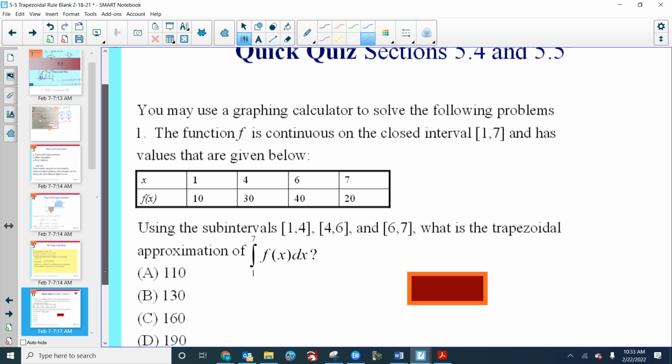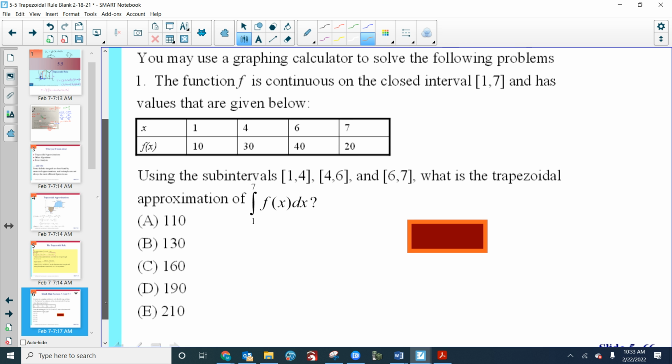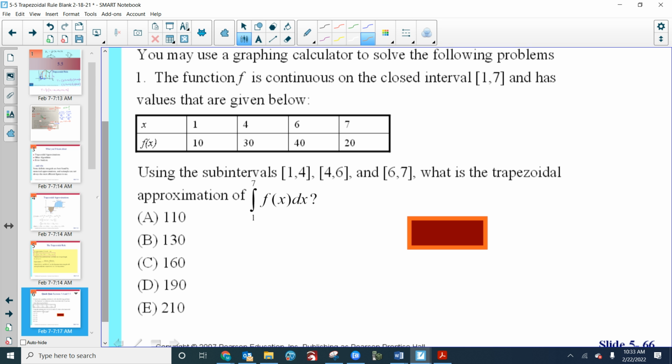All right, let's do this one. Go ahead and solve this. This is a table of values. I bet you could figure out how to do it. The function f is continuous on the closed interval from 1 to 7 and has the values that are given below. Use the subintervals 1 to 4, 4 to 6, 6 to 7.